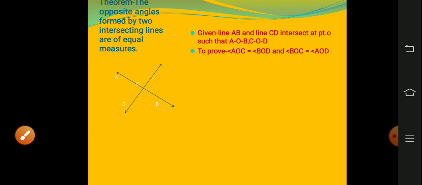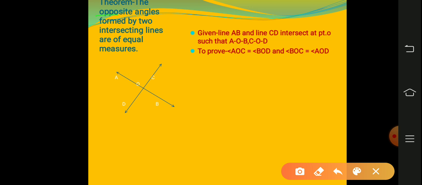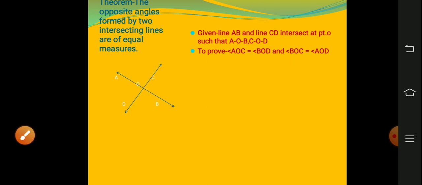Then what are we going to prove? The opposite angles formed by two intersecting lines. So observe the diagram carefully and notice the opposite angles in the given diagram. See, in the given diagram, angle AOC and angle BOD are opposite angles and these are equal in measure. We are going to prove this. Similarly, angle BOC is equal to angle AOD. These are our two proofs.